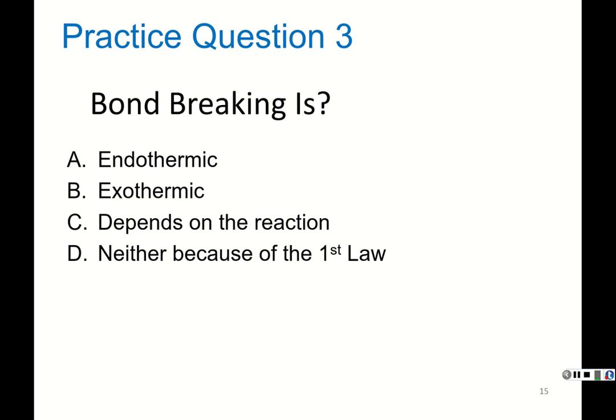Bond breaking. Okay, what is bond breaking? What kind of a process is that? Is that endothermic or exothermic? Well, this one can be a little bit tricky. It turns out that bond breaking is actually endothermic, and that's because it requires energy. It requires energy to break that bond.